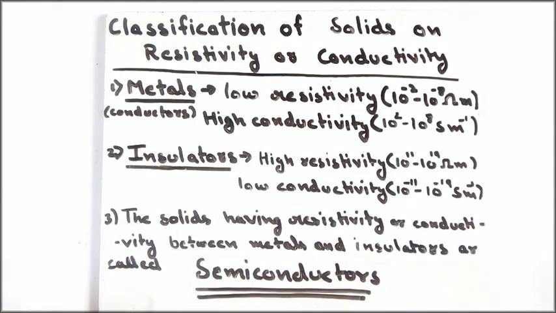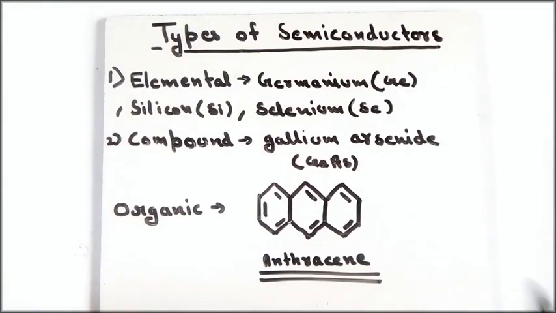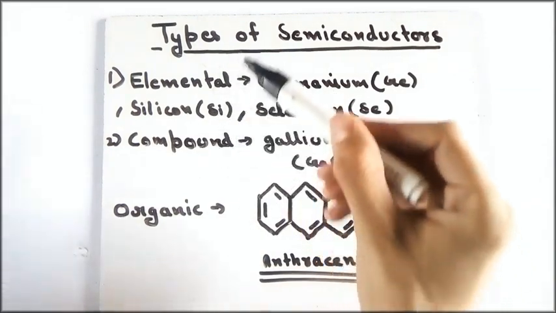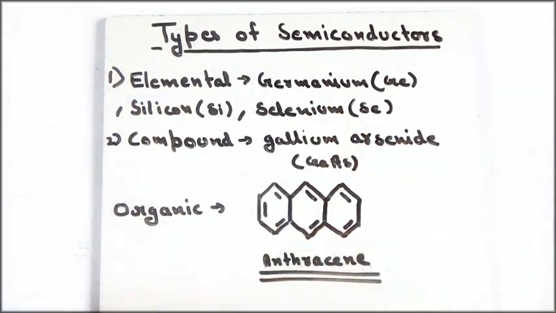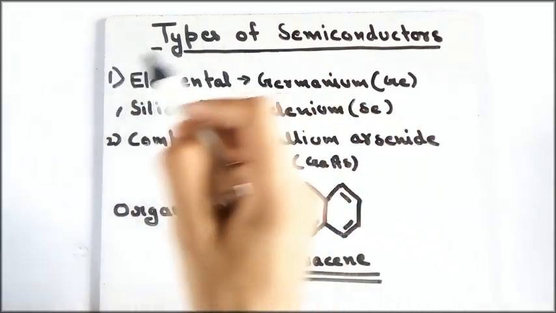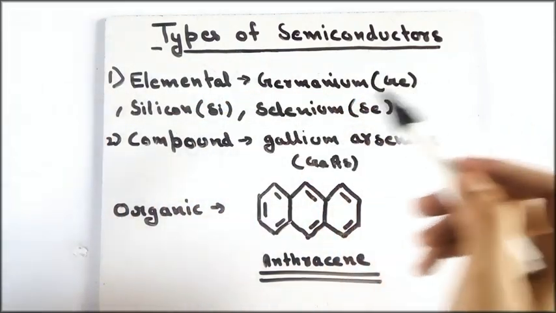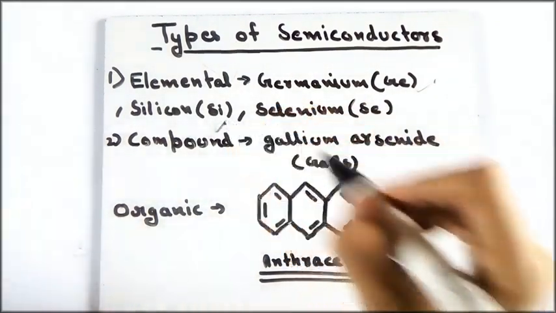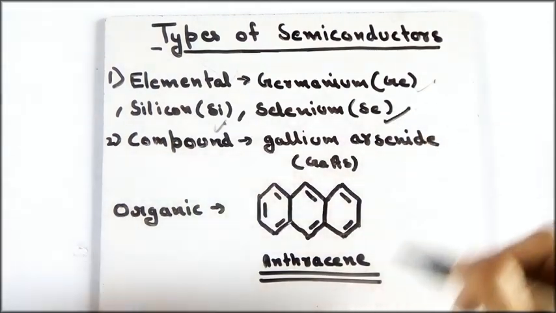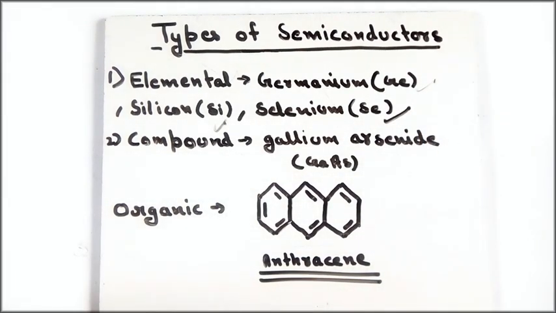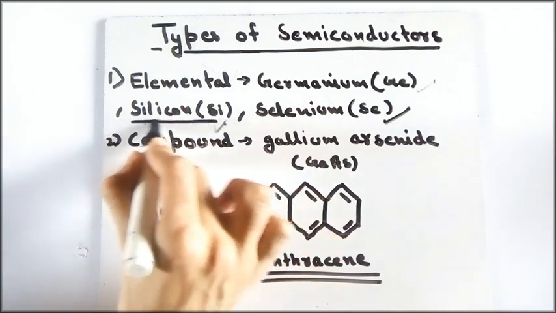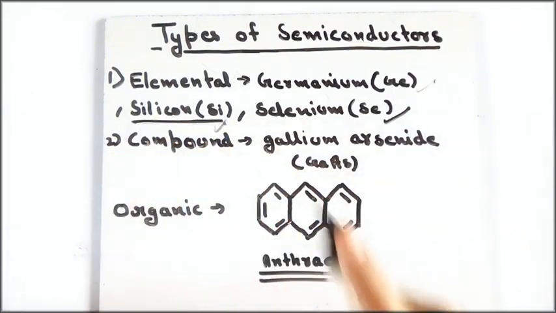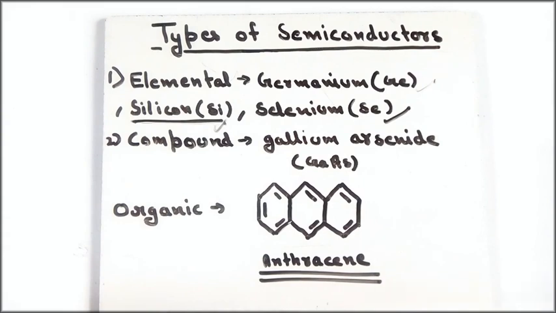So let's look at the types of semiconductors. There are two types, which are elemental or compound semiconductors. Elemental semiconductors are those semiconductors which contain only one element. For example, germanium is a semiconductor, silicon is a semiconductor, selenium is a semiconductor. And also one thing, silicon these days is most used for making semiconductor devices because it is cheap and really reliable to use.